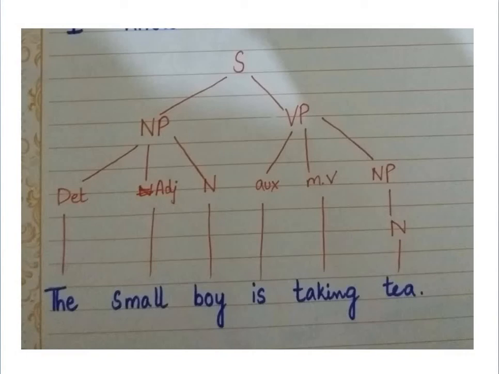"The small boy" is a noun phrase. The noun phrase consists of the words "the", determiner, "small", adjective, and "boy", noun. Now the verb phrase consists of words. When the main verb is present in the sentence, then we write the auxiliary as AUX, auxiliary, then the main verb, M.V, which is "taking", and then again it consists of a noun phrase. The noun phrase consists of the word "tea", the noun.